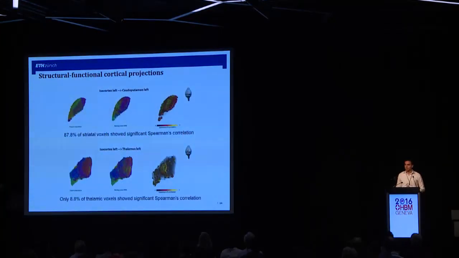And of course, we did it with all the other structures, and here, for example, we could see that almost 88% of the striatal voxels showed significant Spearman correlation, while only almost 8 or 9% of thalamic voxels showed a significant correlation.